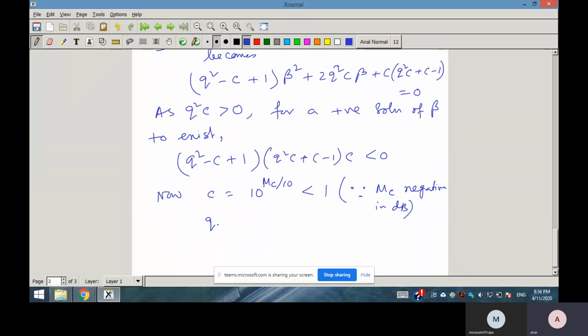And what about Q? Q equal to tan of phi c. So this is also less than 0. Why? Because phi c is negative. So Q is less than 0. C is also less than 1, but greater than 0, because 10 to the power mc by 10 cannot be less than 0. So C lies from 0 to 1.